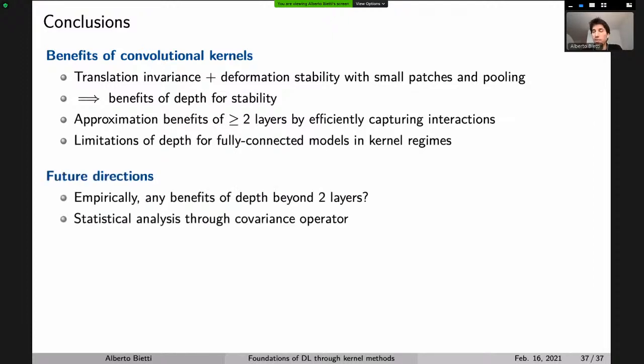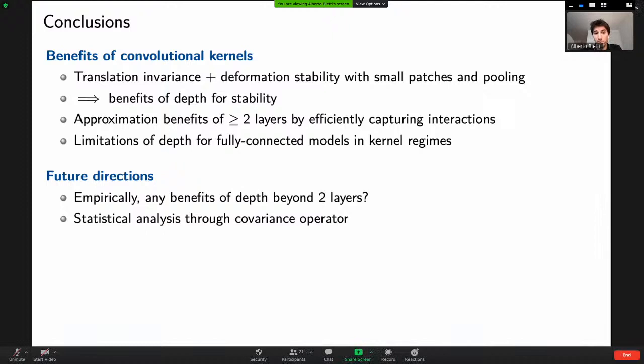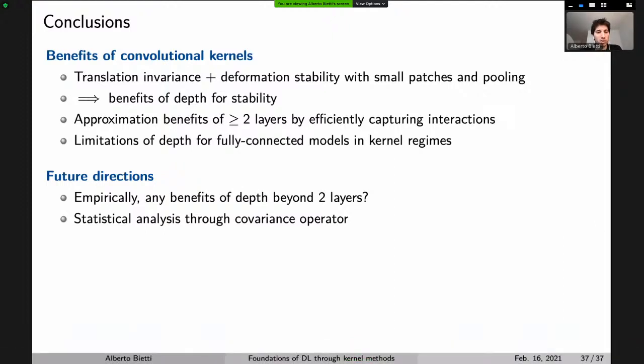So, open questions. One is, can we try to understand something where the kernels might provide benefits beyond 2 layers? That would be interesting, but maybe it's not really the point of kernels. But at least we get some benefit of depth beyond 1 layer, which is already interesting. And second, of course, is trying to get a better handle on the statistics. What are the statistical properties of these models?